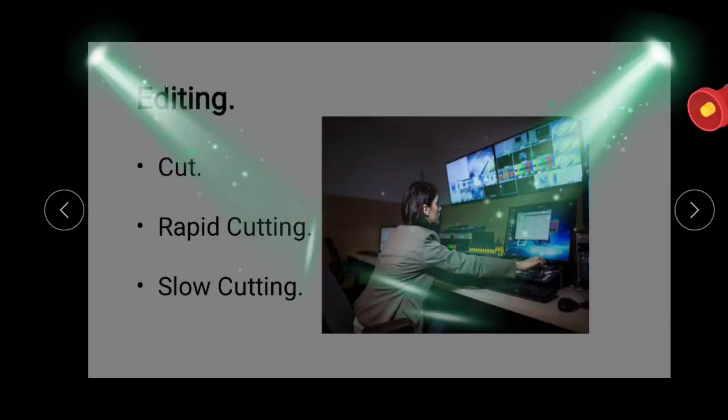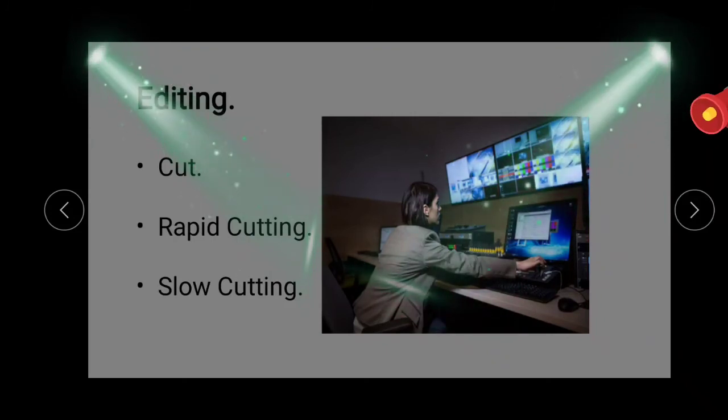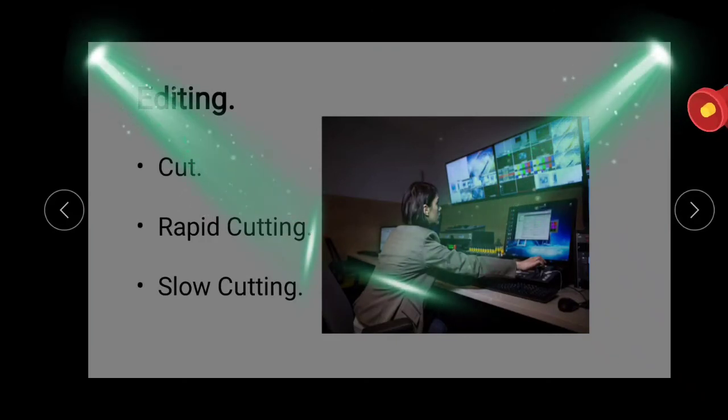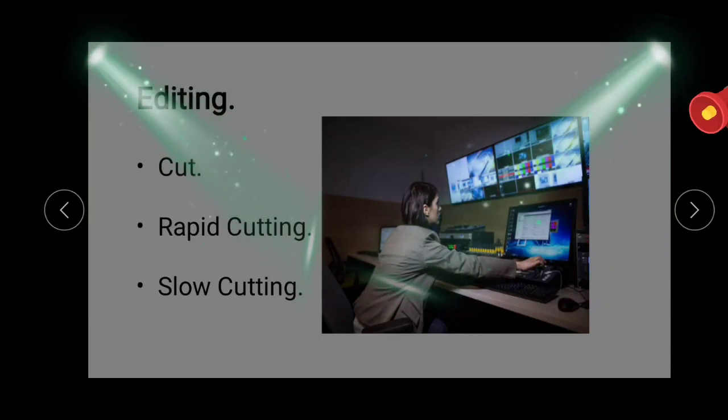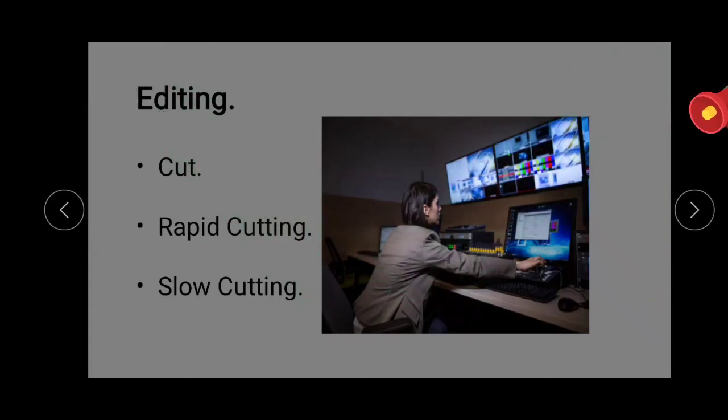Next is editing. It's how your shots are put together. So editing can be done in various ways. There are various techniques that one can follow, but I'll be talking about three: cut, rapid cutting, and slow cutting. So cut is when one shot ends and the other one immediately begins. Rapid cutting is something like an action scene, and slow cutting is something that's very dramatic and something that makes the audience very suspicious. That's slow cutting.